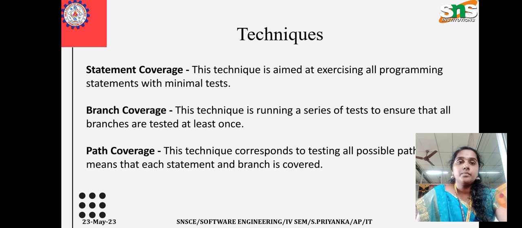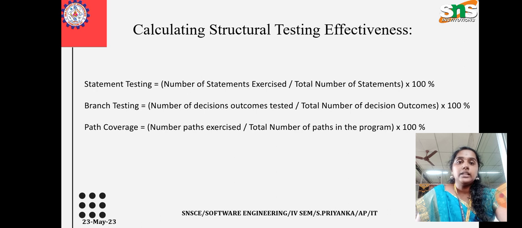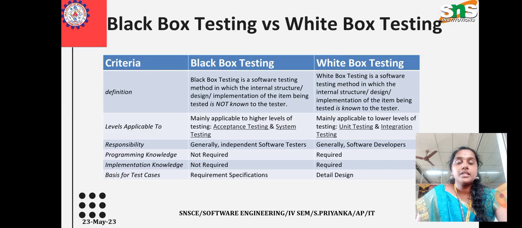Here, the formula to calculate statement testing is number of statements exercised divided by total number of statements into 100%. Branch testing is number of decision outcomes tested divided by total number of decision outcomes into 100%. Path coverage is number of paths exercised divided by total number of paths in the program into 100%.